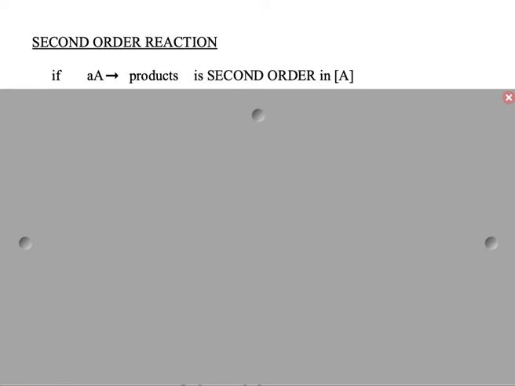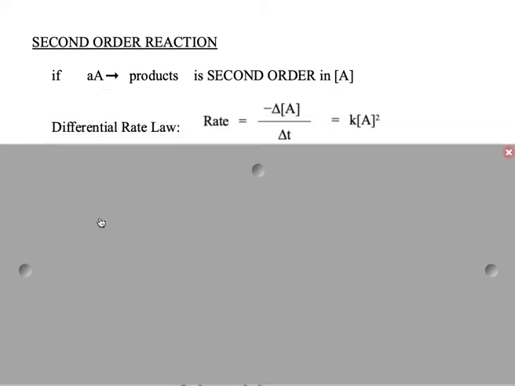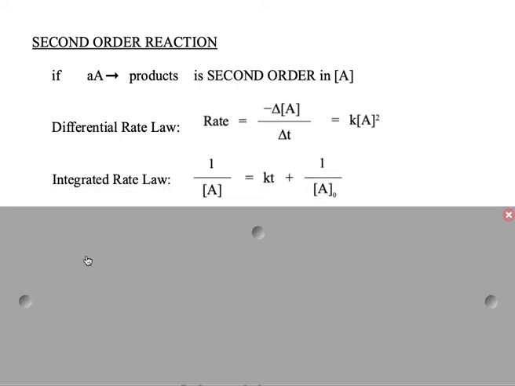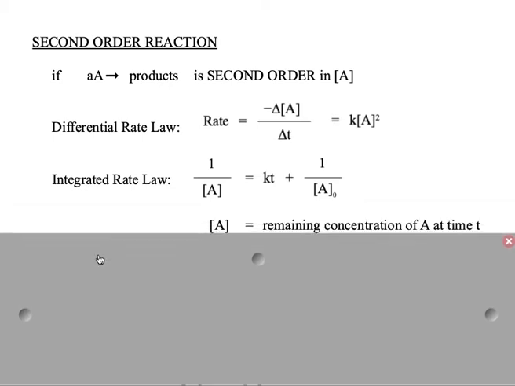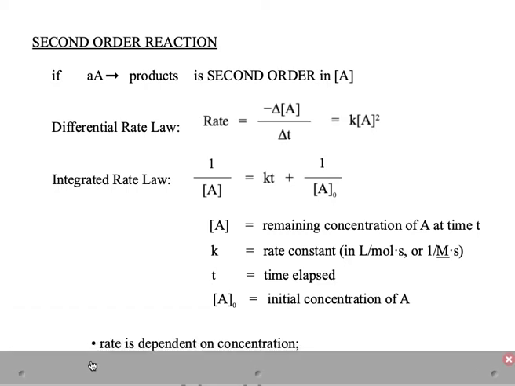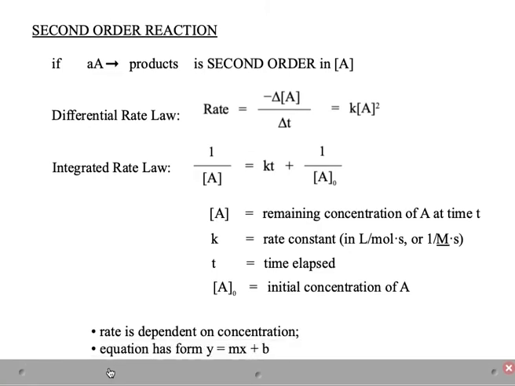For a second order reaction, if it is second order in A, the differential rate law looks like that. The integrated rate law looks like this. The reciprocal of the concentration of A is equal to positive kt plus 1 over the initial concentration of A. Again, these quantities are the same. Now, the unit on the rate constant is liters per mole per second. The rate is dependent upon concentration. The equation has the form y equals mx plus b, and I'll label that if that's not clear. y equals mx plus b.